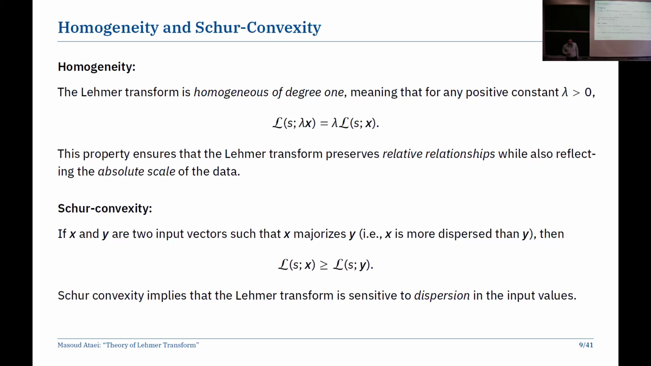And the last property is that Lehmer transform is Schur convex, meaning that if vector x majorizes vector y, or it is more dispersed than y, then it's going to have a higher value for the transform. This is also very useful when it comes to EEG applications, where different regions of the brain show different levels of variability. And in general, the data are heterogeneous. The Schur convexity reflects this heterogeneity.